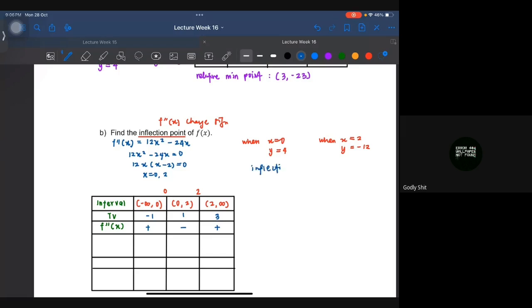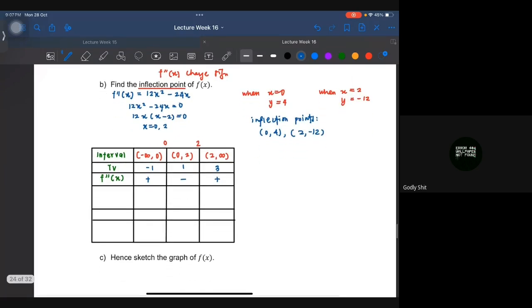Okay, so make a conclusion on the right over here. Inflection points. Okay, inflection points ada dua. The first one is 0, 4. The second one is 2, negative 12. Okay, settle.